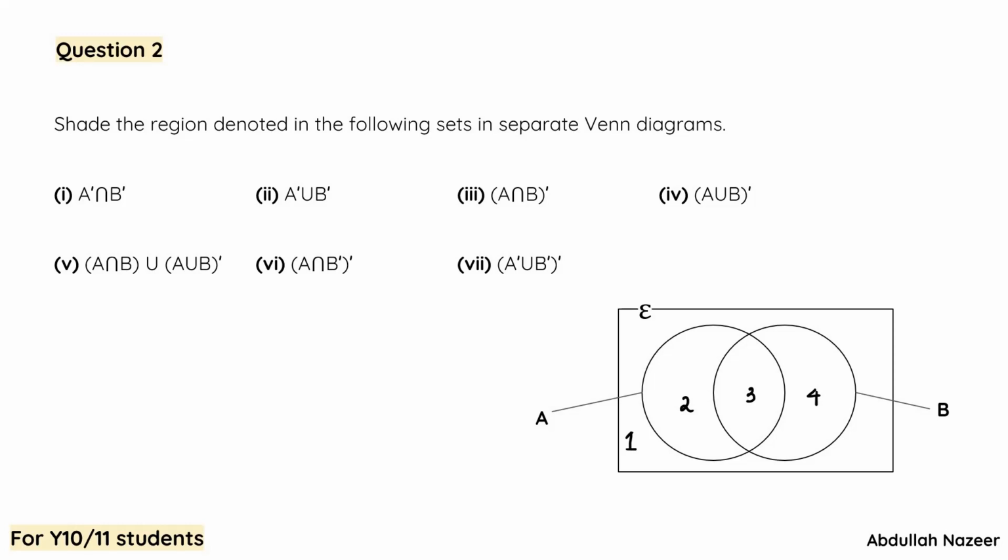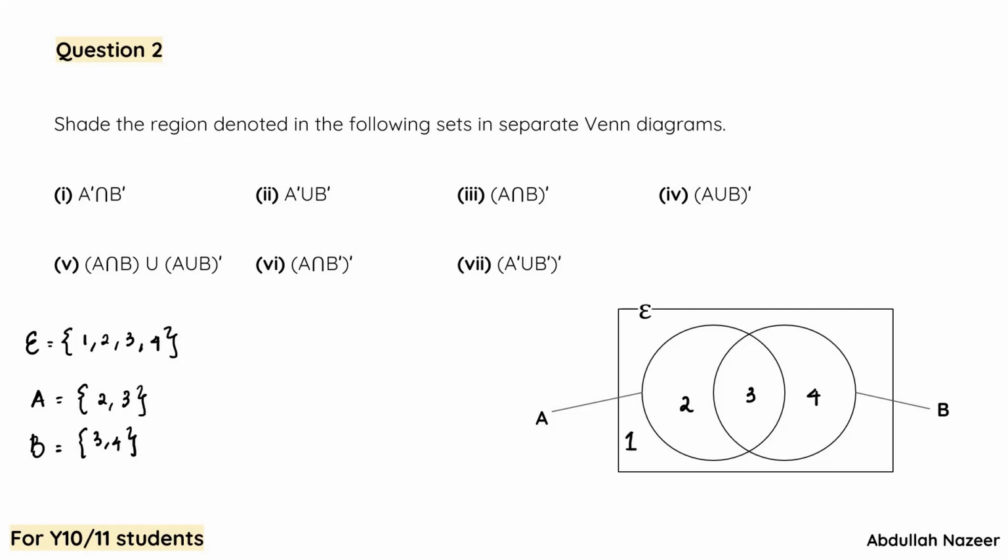Now that we have named the regions with numbers, we'll have to write down the basic information that we see here in set notation. Let's start with the universal set. The universal set, as you can see, is 1, 2, 3, 4. All these 4 numbers are inside the big rectangle and therefore belong to the universal set. Set A is 2, 3, and set B is 3, 4. These are the basic set information that we need to start off the question.